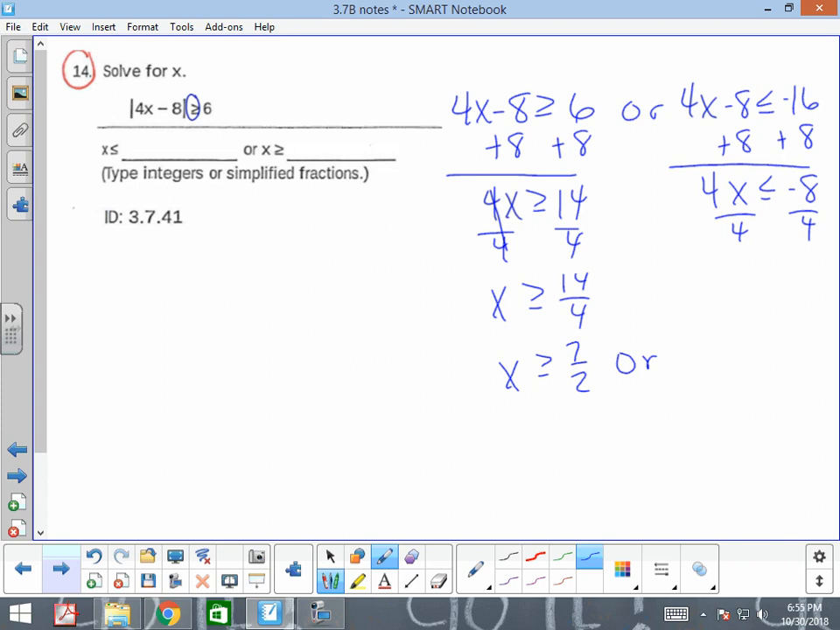Oops, I did it again. Y'all, why am I doing that? That's supposed to be negative 6. Add 8, I get 2, divide by 4. Wow, I wrote that twice. So that's less than or equal to 1/2.